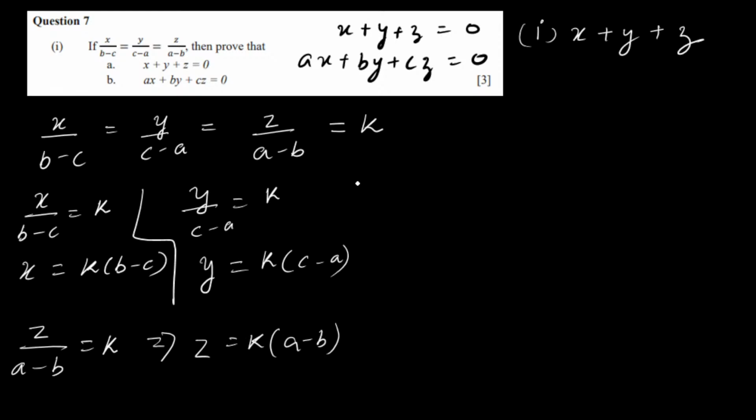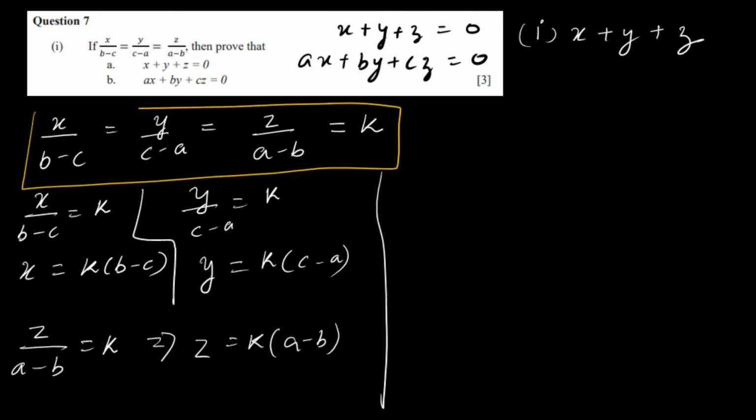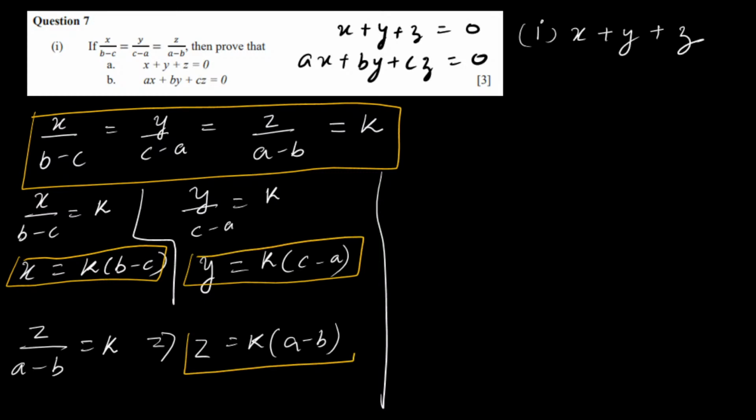Whenever any ratio is given to us as equal, you can consider the full ratio equal to some other variable. So I assumed it equals k. All the ratios, because they are equal to each other, I have assumed are equal to k. From here I am getting the value of x in terms of k, the value of y in terms of k, and the value of z in terms of k.